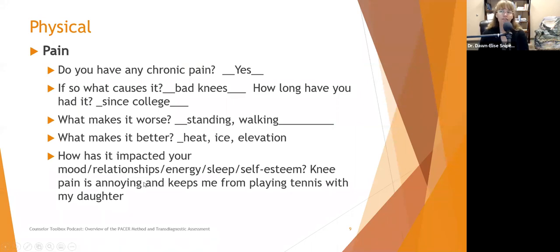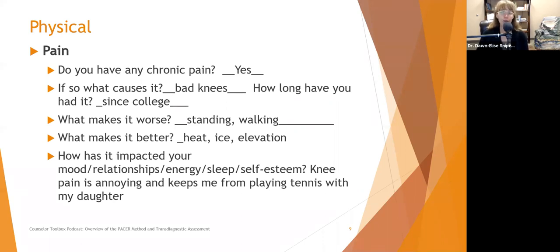Pain. Do you have any chronic pain? He says yes. He has bad knees since college. What makes it worse? Standing and walking. Well, that's kind of a bummer. What makes it better? Heat, ice, and elevation. You can tell he was probably an athlete when he was in high school or college.